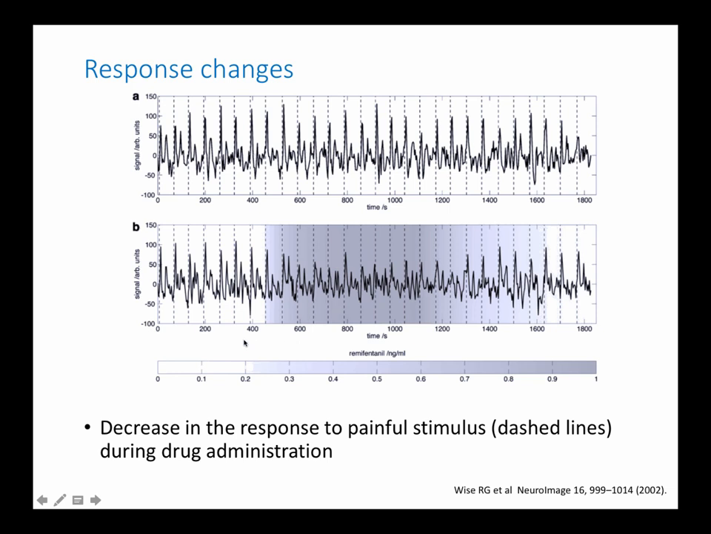In the second graph, they're given a pain drug, which is called remifentanil. And you can see the dosage of it increases and then wanes. As the dosage is increased, you can see there's a decrease in the response to this particular pain stimulus as well. And the people were also reporting a decrease in sensation of pain. So you can see that by doing this kind of fMRI task, you can sort of directly measure the reduction in pain that the person may be experiencing.